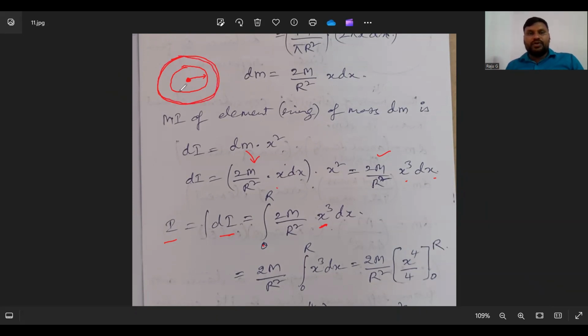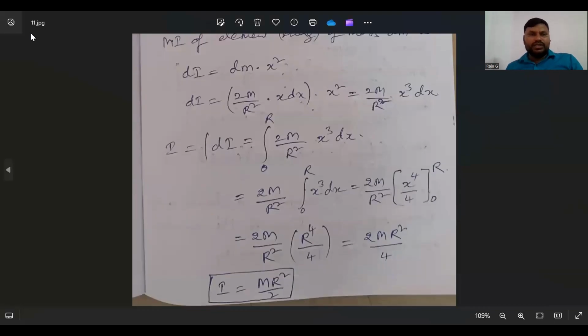If we add up all these strips, we will get a disk. I hope you understand. That's why, as x is varying from 0 to r, we take the integral from 0 to r of 2m by r square x cube dx, to get the moment of inertia of the disk. So I is equal to, simply, this 2m by r square is a constant for this integration, so we can take it out of the integral, integral 0 to r x cube dx.